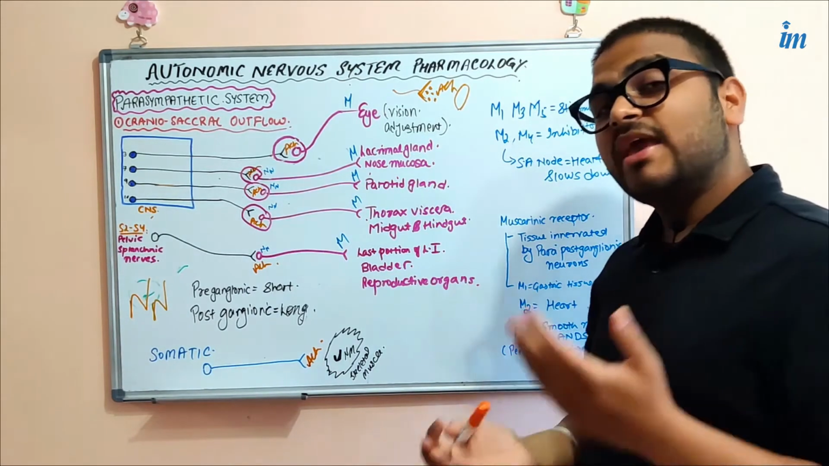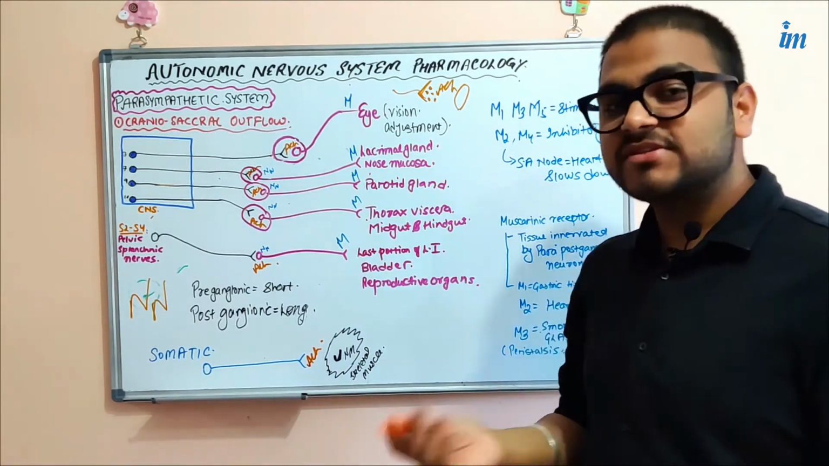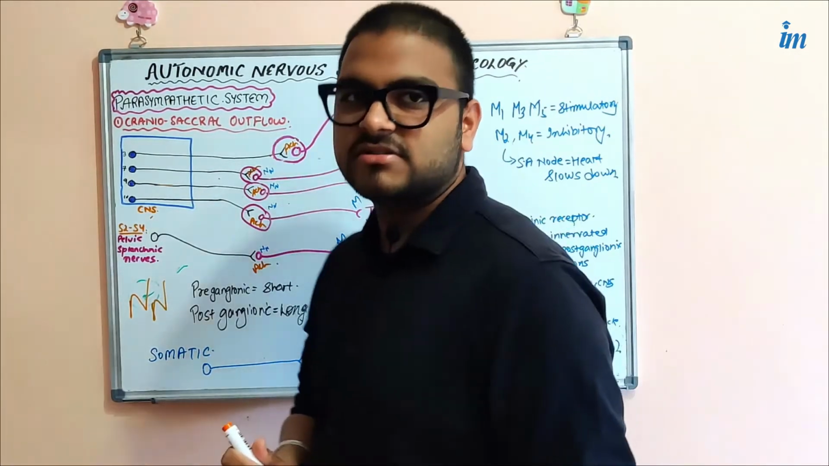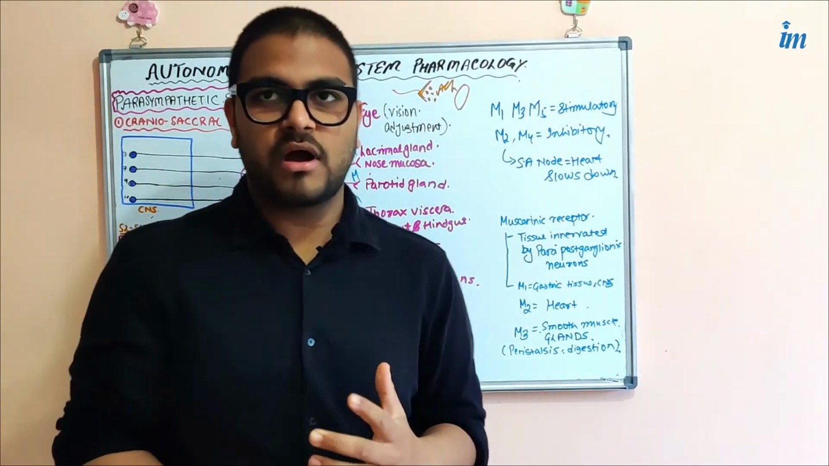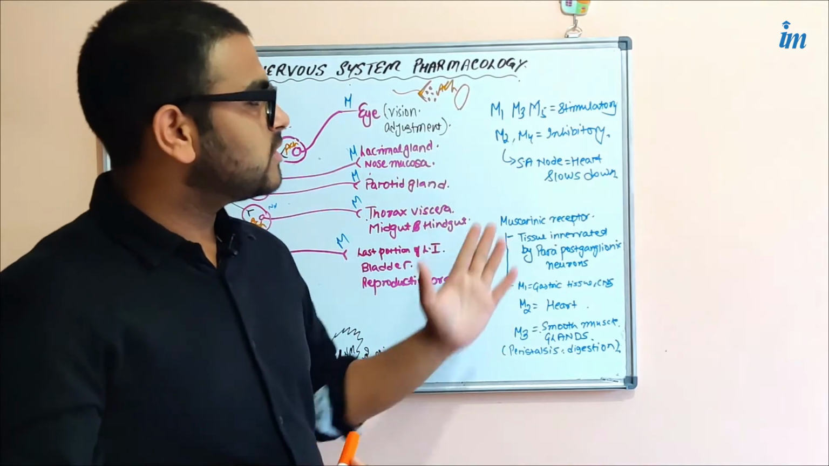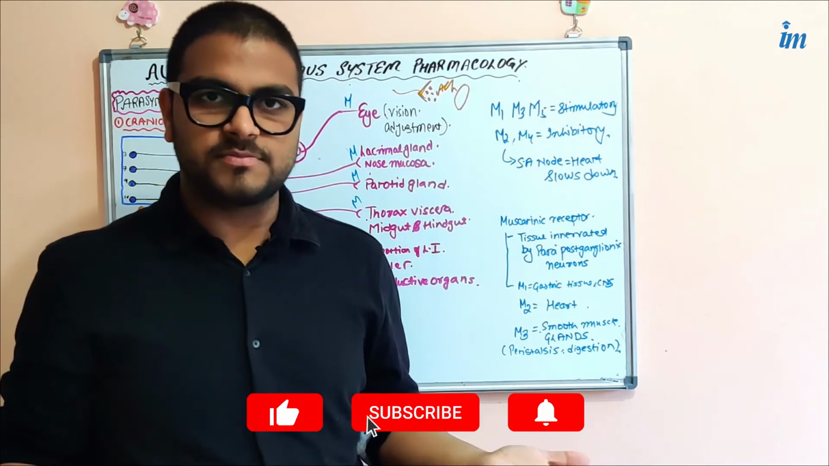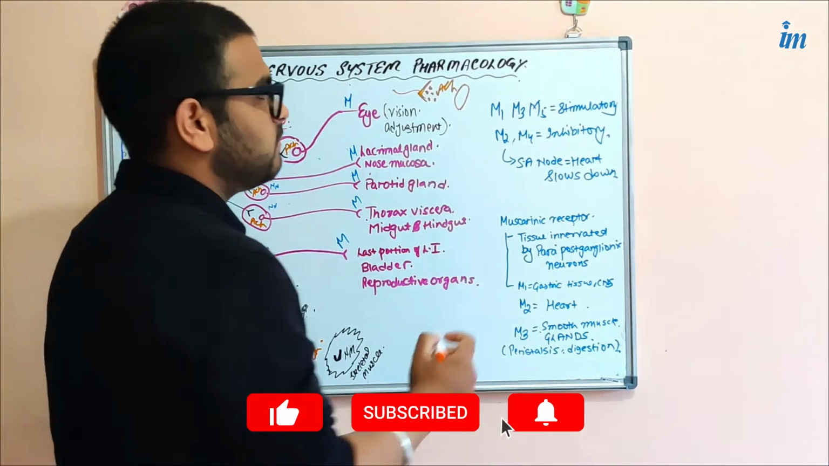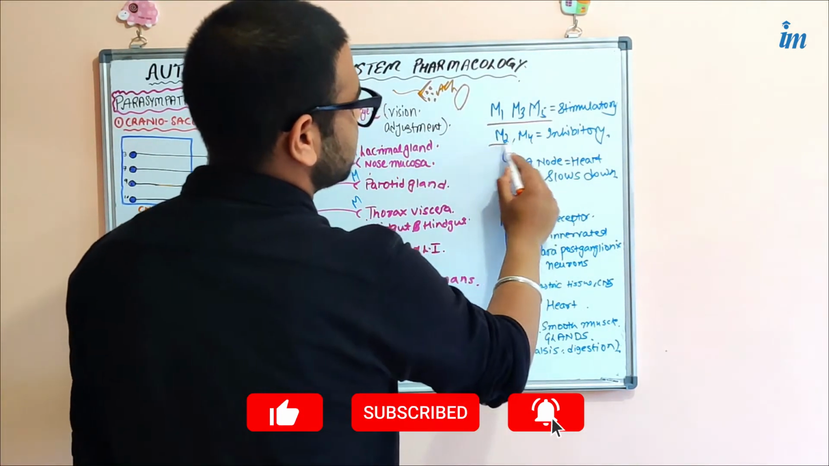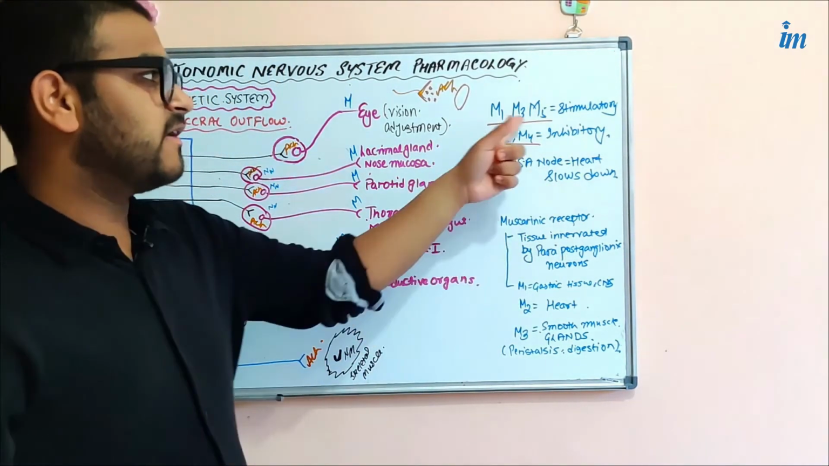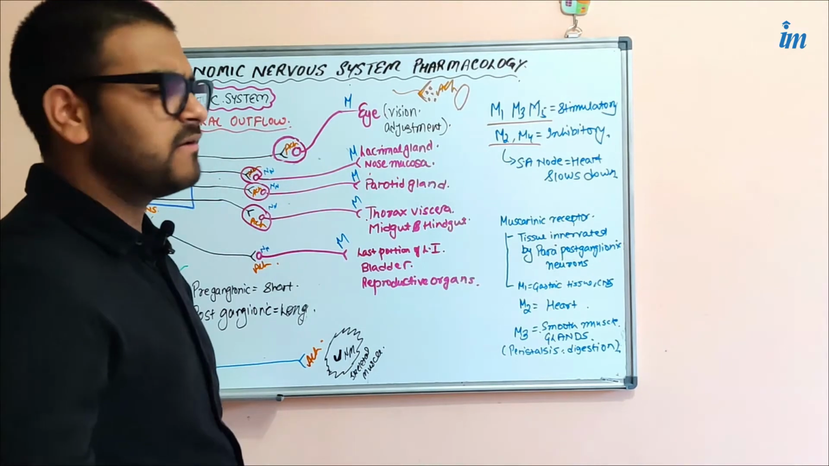Okay, then we have different types of muscarinic receptors. You should remember the types of muscarinic receptor, and if you are capable enough, you should know which muscarinic receptor is present on which organ specifically. So we have five types of muscarinic receptor: M1, M3, M5, M2, M4. These are the five types of muscarinic receptors, from 1 to 5.